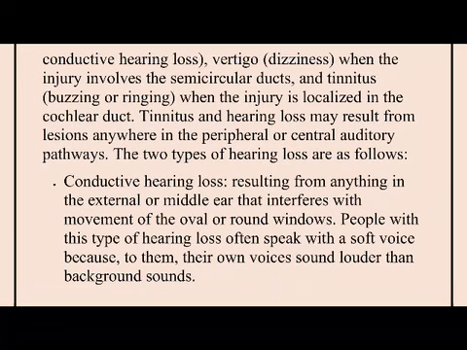Remember that there are two types of hearing loss. One, conductive hearing loss. Conductive hearing loss results from anything in the external or middle ear that interferes with movement of the oval or round windows. People with conductive hearing loss often speak with a soft voice because to them their own voices sound louder than background sounds. So a number of people you see have conductive hearing loss. You also have sensorineural hearing loss that results from defects in the cochlear nerve, brainstem, or cortical connections.